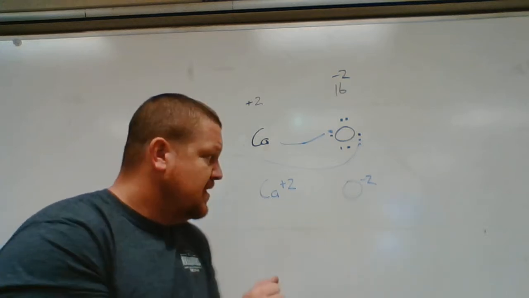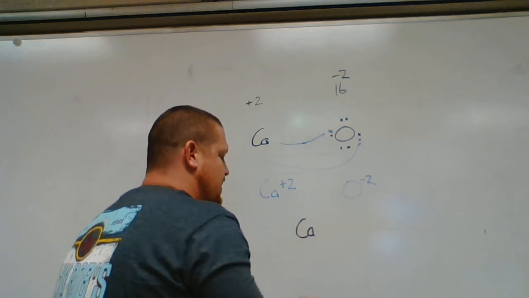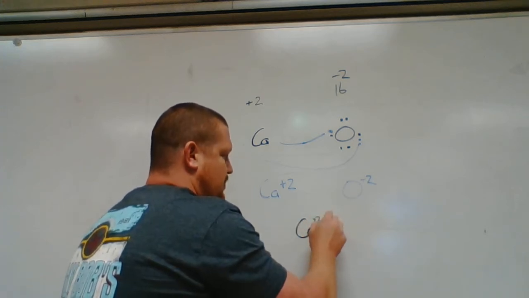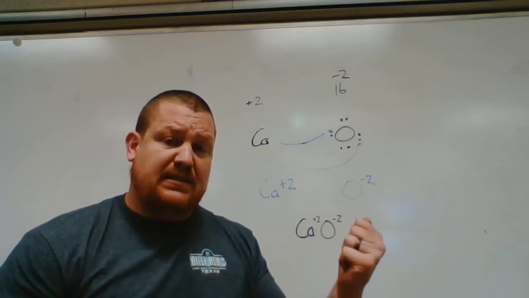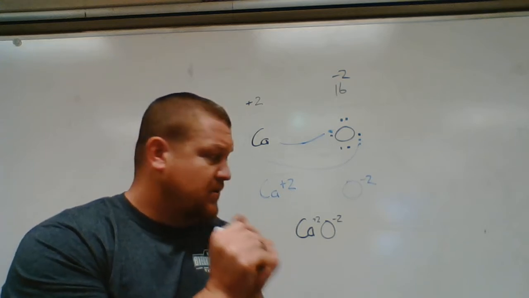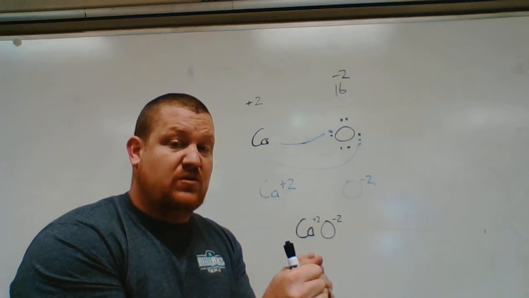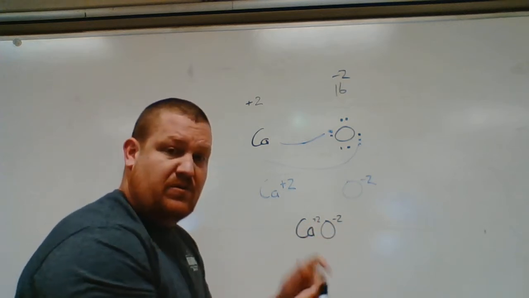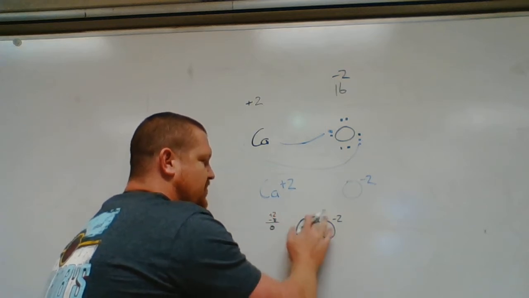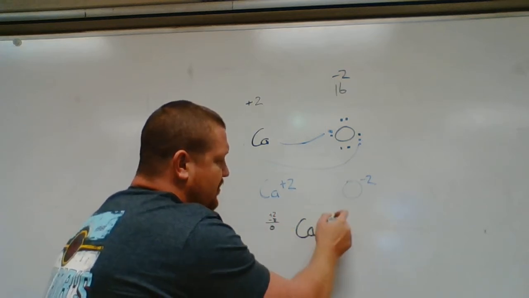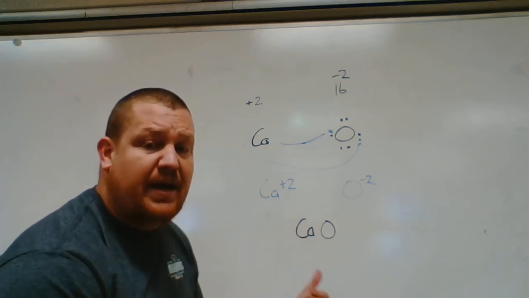They're going to attract. When they attract, they're going to come together. So now we'll have CaO. Okay, now we have a positive 2 and a negative 2 charged together. So when they're bonded together, their overall charge is neutral, right? It's positive 2 and the negative 2. Well, if you add those together, right, plus 2, and you add that to negative 2, you get 0. So the overall charge of this compound here is 0. This is an ionic compound.